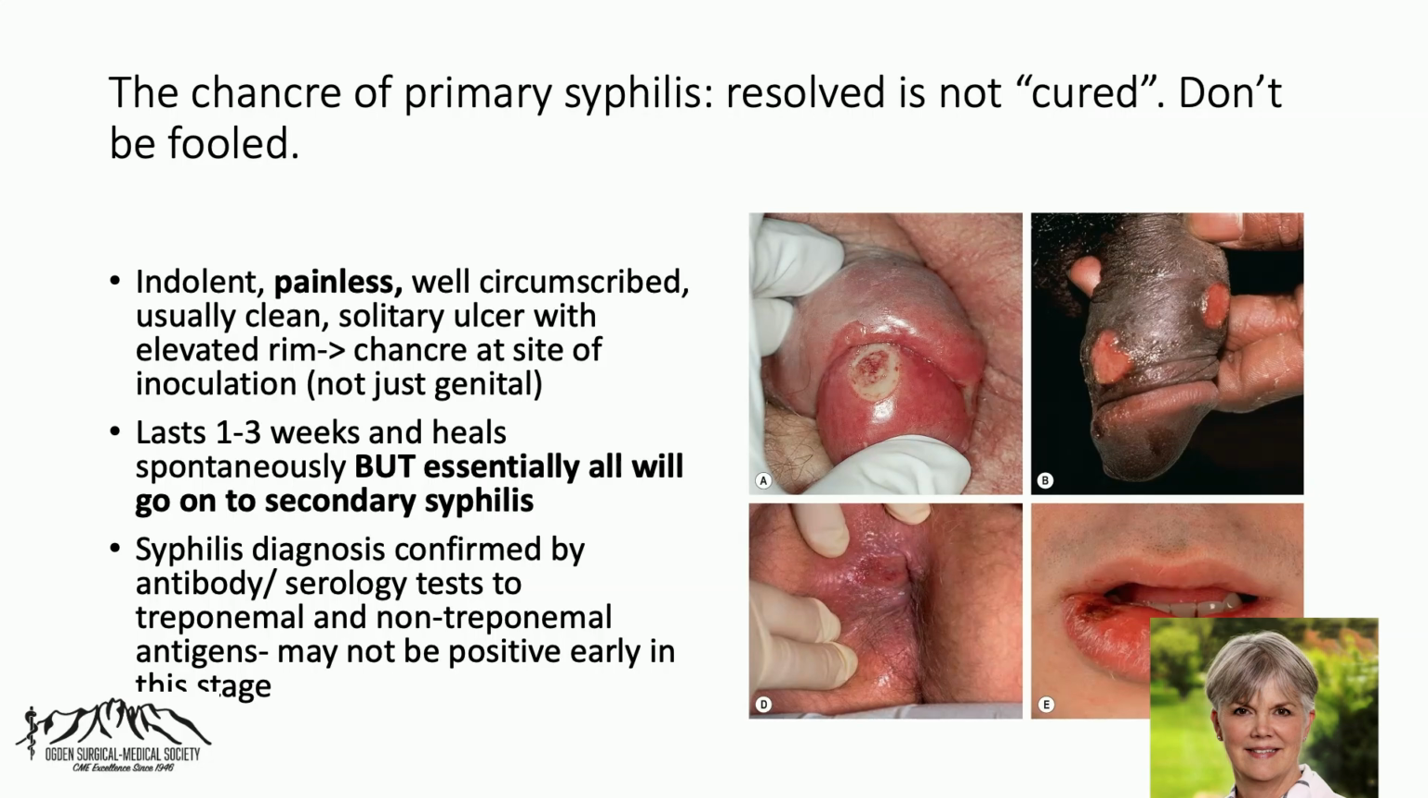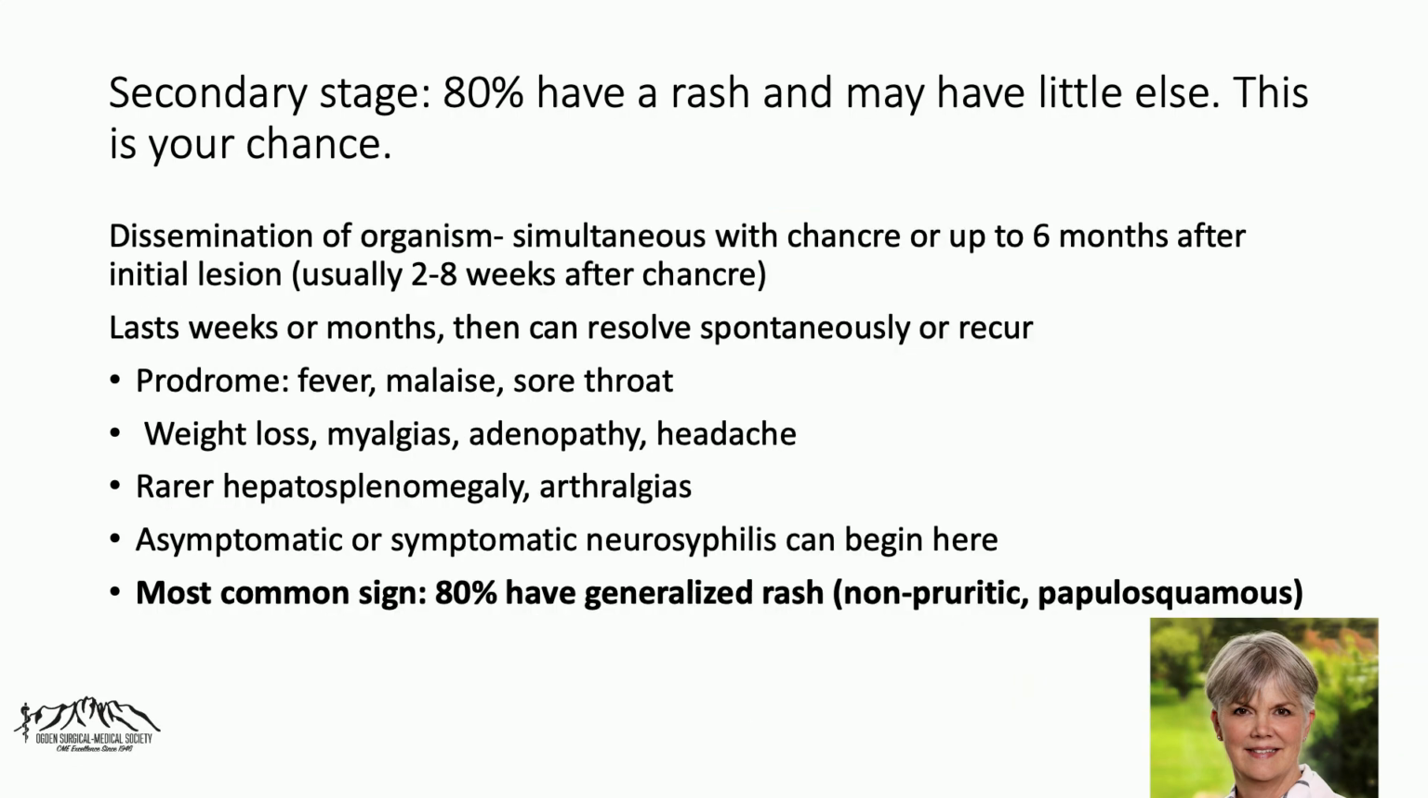But if you see an indolent, painless ulcer in a sexually active patient, even if their tests aren't positive, you probably want to treat them. If you don't, nearly 100% will go on to secondary syphilis 2 to 8 weeks later. And some of these patients have no symptoms at all besides skin rash. 80% have a skin rash. That's your chance to diagnose. Some of them have other signs and symptoms, but many of them don't.